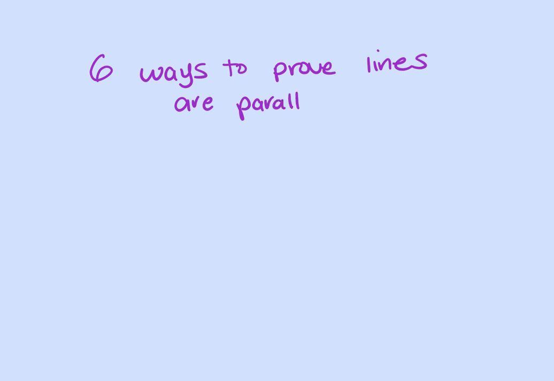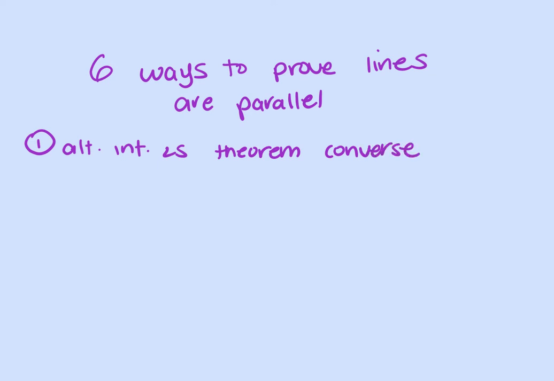Okay, there are now 6 ways to prove lines are parallel. Let me take a picture of this. First way, alternate interior angles, theorem, converse. What does that say? That there are two alternate interior angles that are the same measure. Okay, if alternate interior angles are congruent, then the lines are parallel.